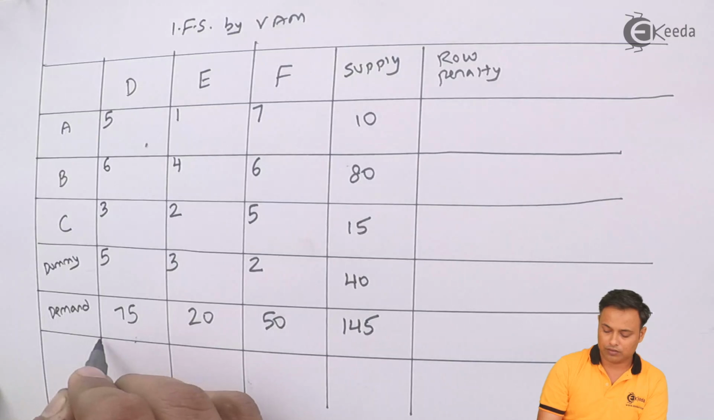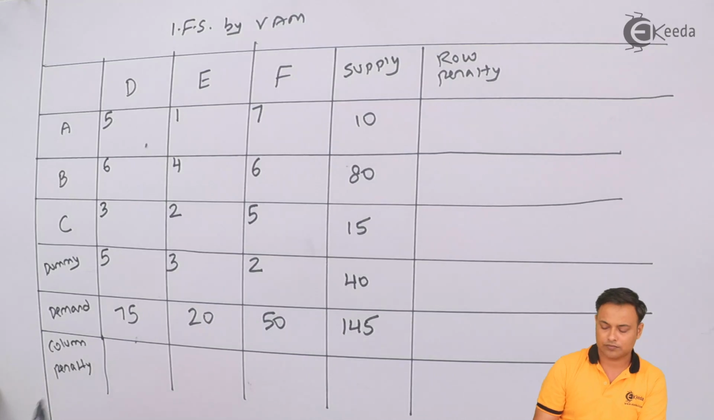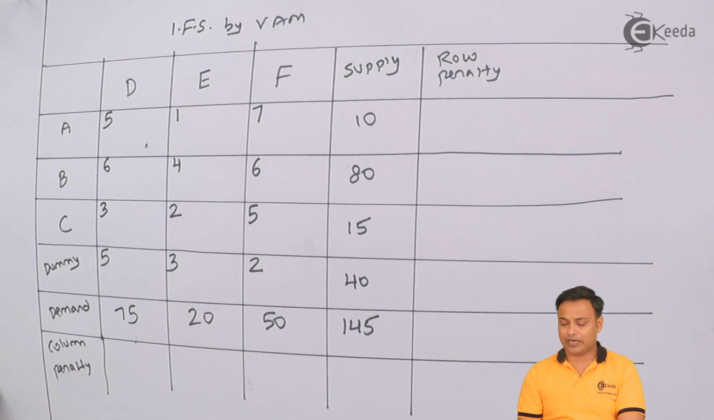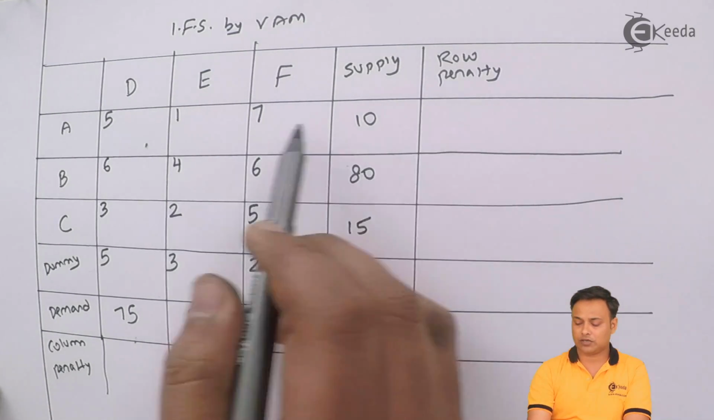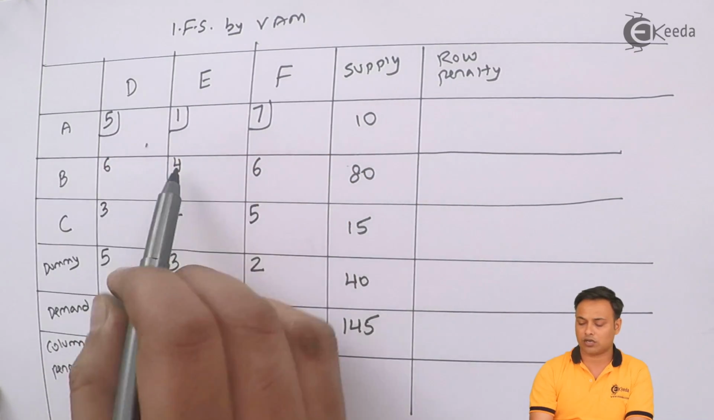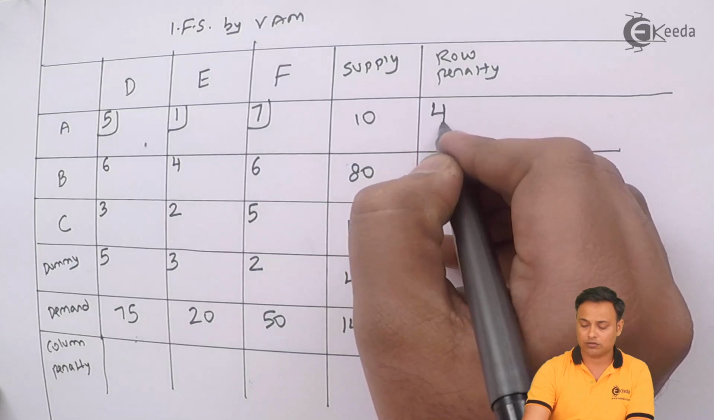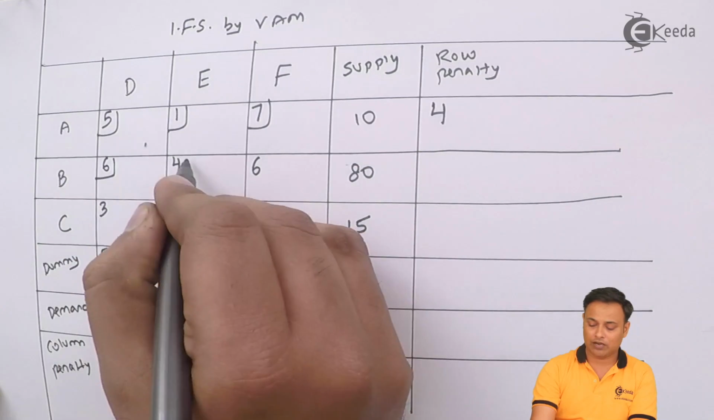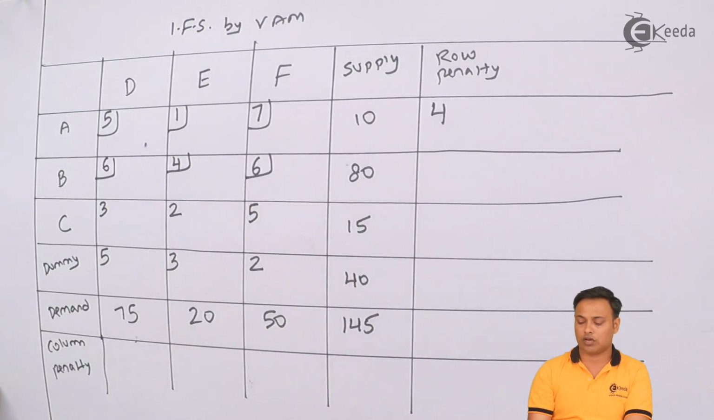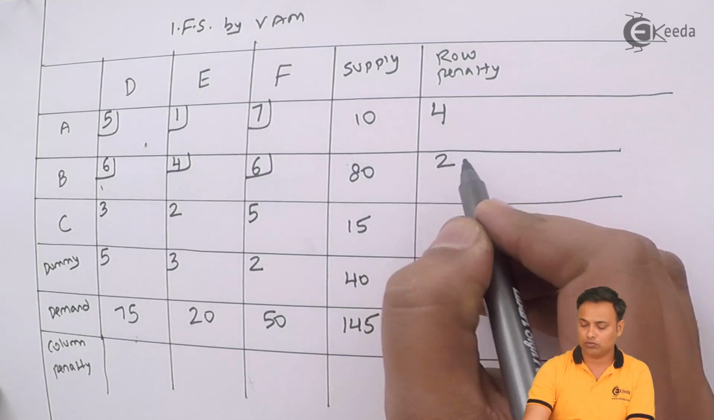We have a column penalty here. We will calculate the penalties first. In my first row, I have got a lowest cost of 1, and the next lowest is 5. The difference is 4. In my second row, I have got a lowest cost of 4. Next lowest is 6. The difference is 2.